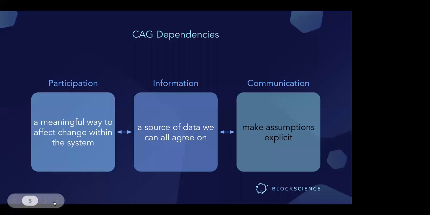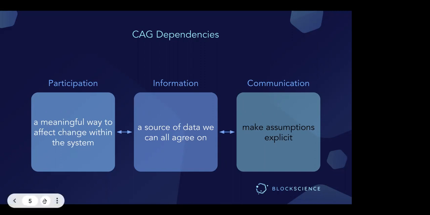Right, so there are dependencies. This does not come for free. So in any system, for this to work, the baseline prerequisites are that people can participate, people can be informed, and then people can communicate amongst each other about that information to participate collectively, right? So this is really important.